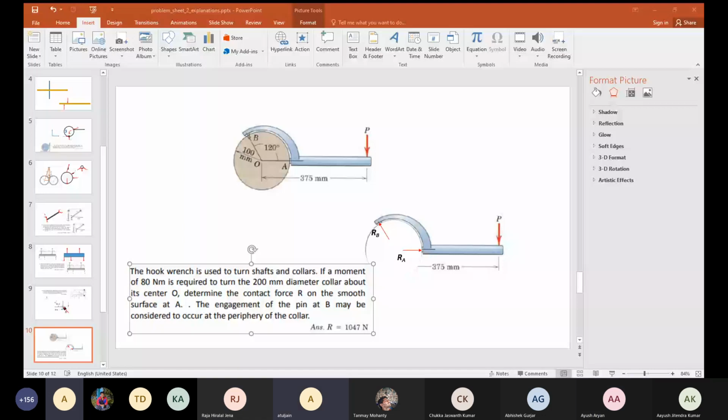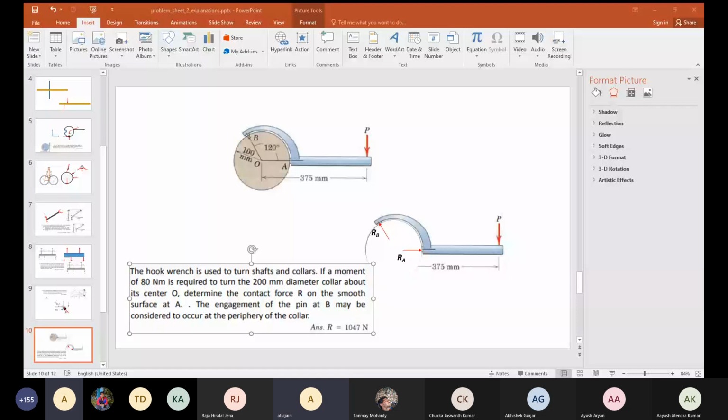So directly we can use the sine rule. 375 plus P into 100 sine 30. I'm saying cos 60, you are saying sine 30, the same thing. It is equal to RA into 100 into sine 120. If you equate it, RA is equal to 104.6, I am getting. So essentially 86.6 RA is equal to 425 P.